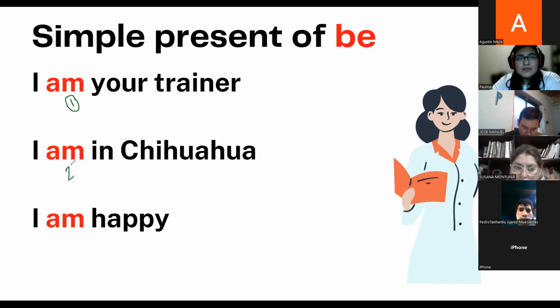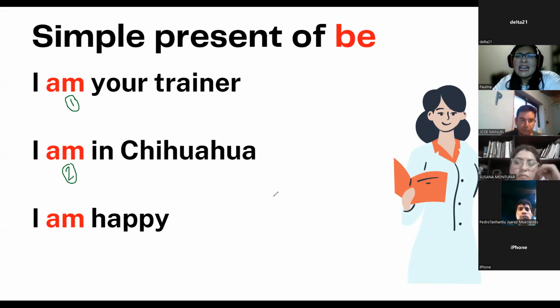Opción número 2. I am in Chihuahua. It is not a part of my personality. It is not a part of who I am. It is just a temporary situation. Aquí estoy en Chihuahua. Soy su entrenadora, parte de mi personalidad. Estoy en Chihuahua, una situación temporal. A lo mejor ahorita estoy en Chihuahua y mañana estaré en Delicias, en Monterrey. Es temporal, es lo que está pasando en el momento.